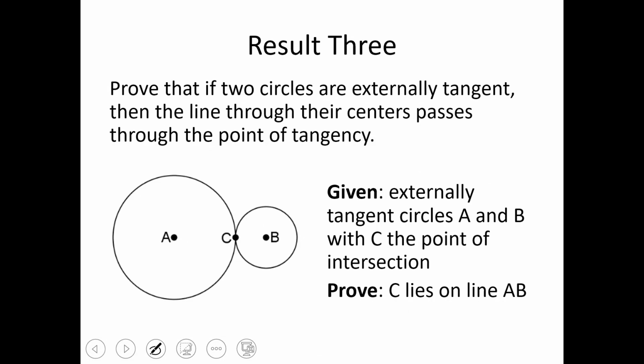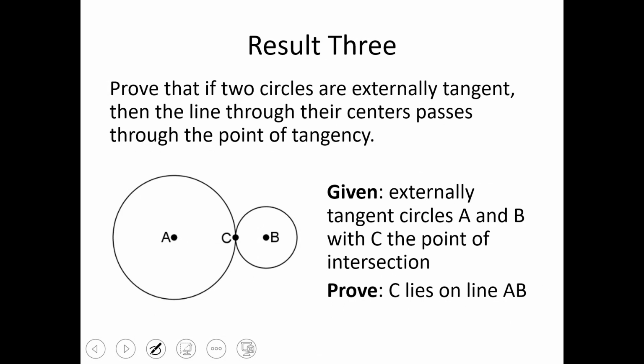And then the final result, which will also involve the triangle inequality. And again, this is not all the results I'll have you prove. It's just a representative three. So let's say that we have two externally tangent circles, two circles in the same plane that intersect at one and only one point. In my diagram, there are circles A and B, and their point of intersection, the point of tangency, is C. What we wish to prove, and this gets used lots later on in the class, is that the point of tangency lies on the line through the centers. That is, the line through A and B passes through C.